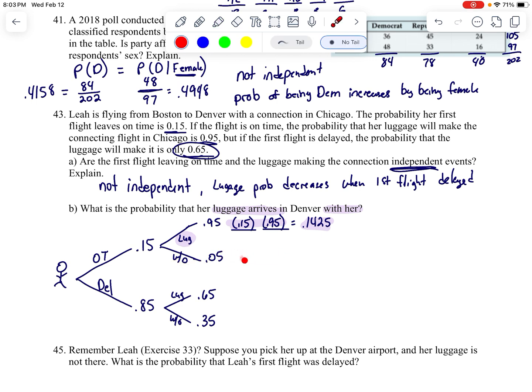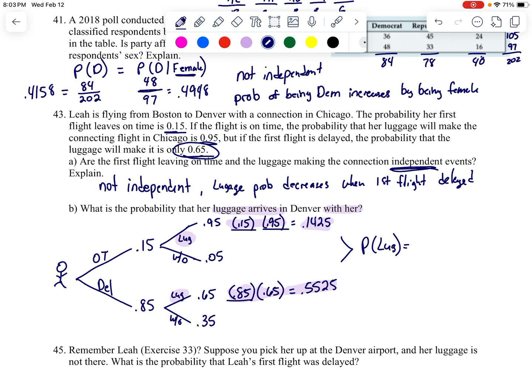But in the next one, this is without luggage, so I don't even need to calculate this one. Down here, I get luggage in that first option, so that means I'm going to have 85 times 65. And when I take 85 times 65, we get 5525. And that would be the other instance in which I get luggage. So she got her luggage in that one. So in order to find the probability of landing with luggage, it's going to be those two things added together. So that means that is 6950.